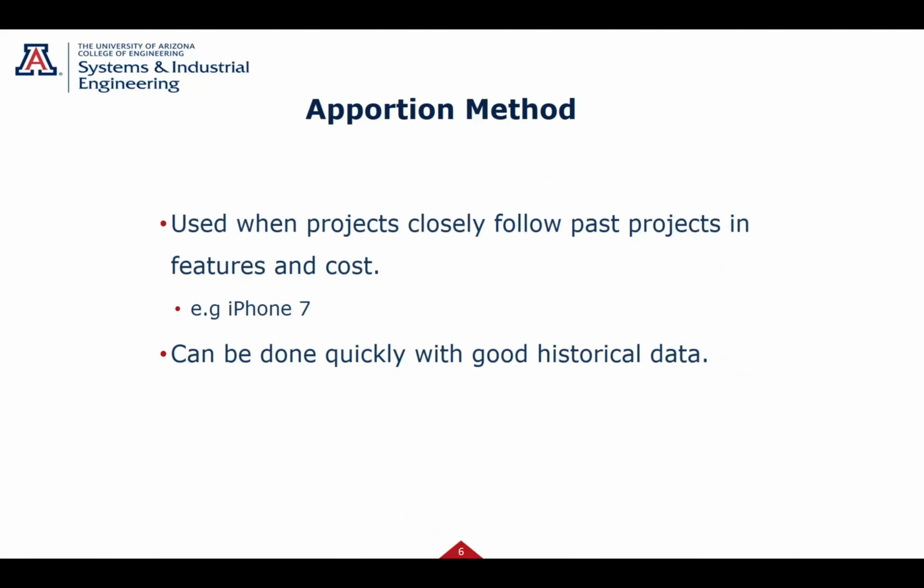Apportion method's a little different. You base this off previous projects that are really closely related. So iPhone 7's based on 6 and 5. I knew my costs for 6 and 5. I can almost allocate the same budget for 7. Yeah, 6 and 5 had new features, 7's got new features, but if we believe we're kind of adding the same amount of new features each time, I can come up with a rough cost based on historical data.